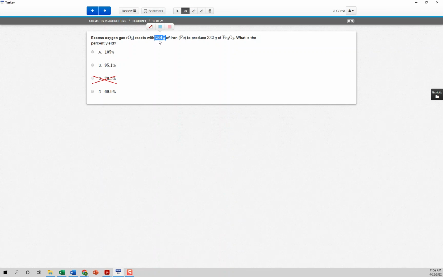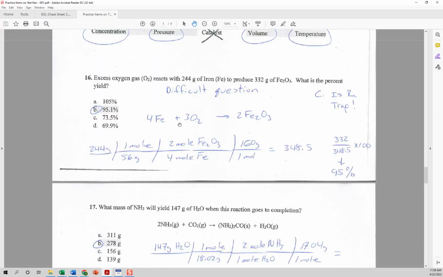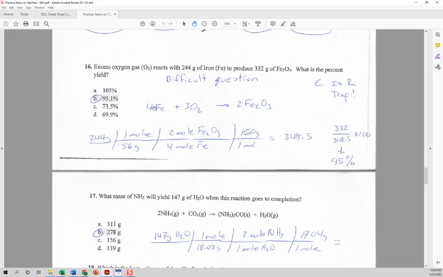So this 24 grams is not the actual yield. This is how much iron I'm starting with. The 332 is the actual yield. So you have to figure out the theoretical yield, and then take 332 divided by the theoretical yield times 100 to get the percent yield. One way to do that is to treat the whole thing like a stoichiometry problem. You have to write your balanced equation. I have the work shown up here: 4 Fe plus 3 O2 yields 2 Fe2O3. So that's the reaction.